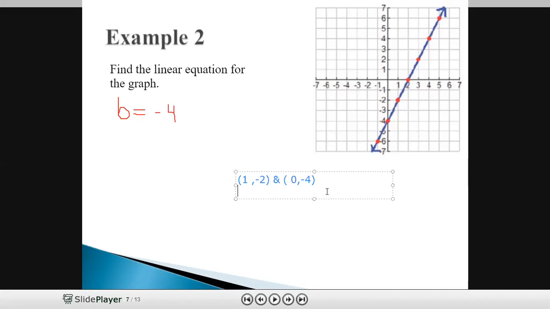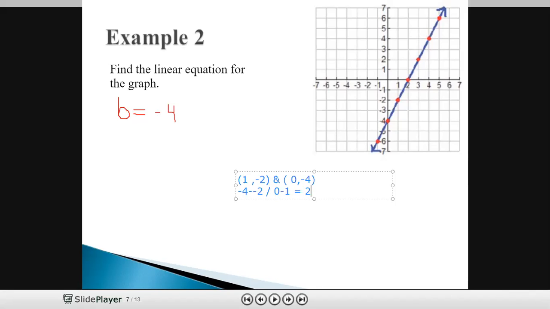Now we will use, could you please tell me the formula? Y2 minus Y1 over X2 minus X1. Okay, then in this case, it will be -4 minus -2. Did you see minus -2, which means it will be positive, over 0 minus 1. So the answer will be -4 plus 2, it will be -2. -2 divided by -1, so the slope will be equal how many? Equal 2.